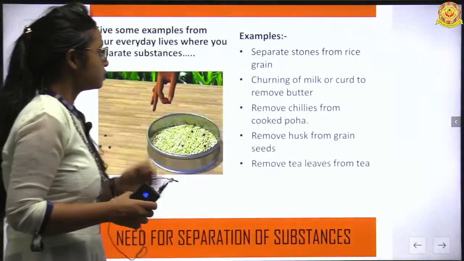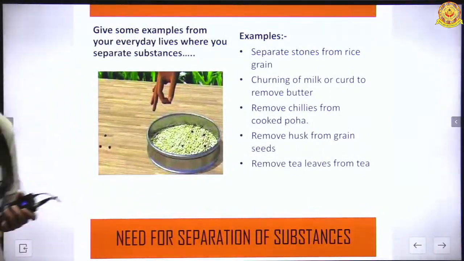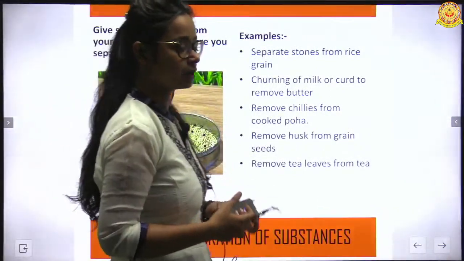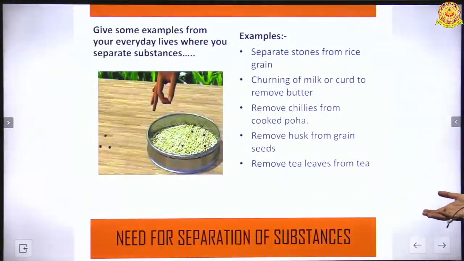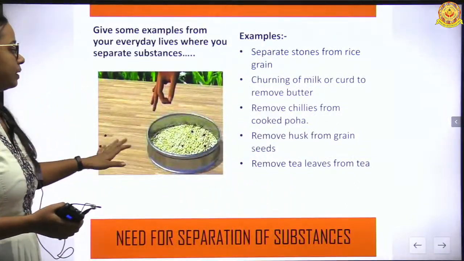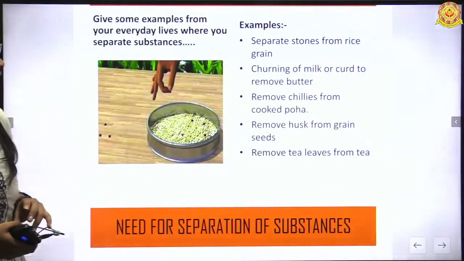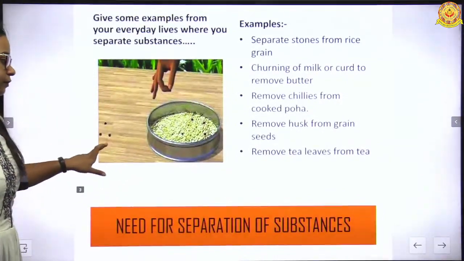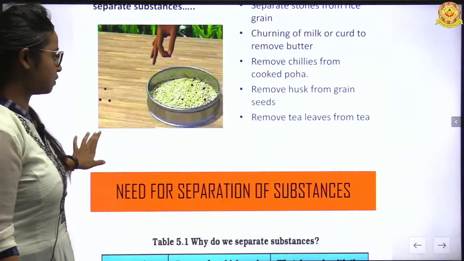Next is churning of milk or curd to remove butter. Have you ever seen how to separate butter from milk? That is also part of separation. Next is removing chilies from cooked poha. Third is removing husk from grain seeds. Fifth, removing tea leaves from tea. There are so many examples you can take of separation of substances.